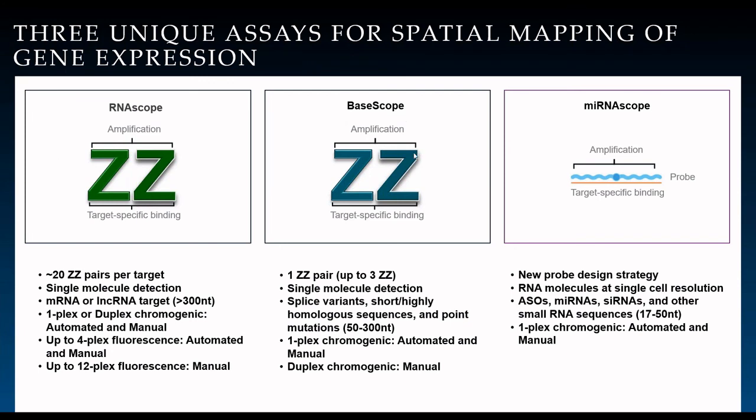And our last assay is our microRNAscope assay, which is again a specialized assay to detect really short targets. As the name suggests, it's used for detection of ASOs, microRNAs, and siRNAs. Currently, it is available as a single plex in automated and manual formats.